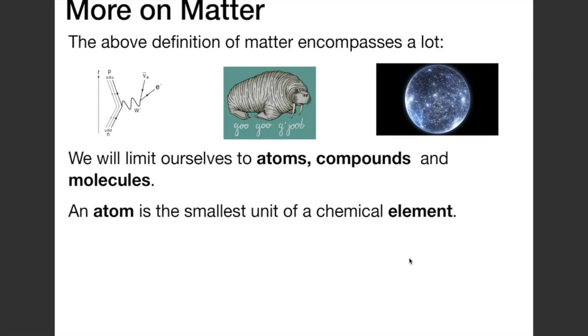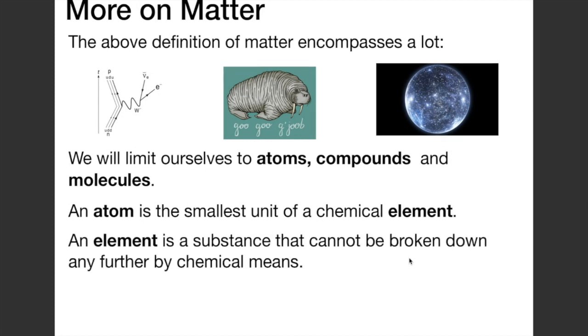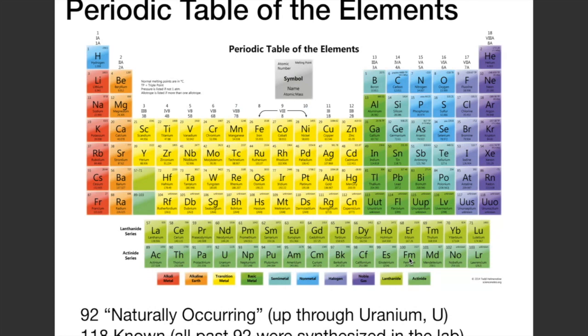An atom is defined as the smallest unit of a chemical element. Atoms of the same type make up elements, which are substances that cannot be broken down any further by chemical means. There are currently 92 naturally occurring elements. One could make an argument that there's really only 91 because of technetium element 43, but essentially the first 92 elements on the periodic table are naturally occurring. They can be found in nature.